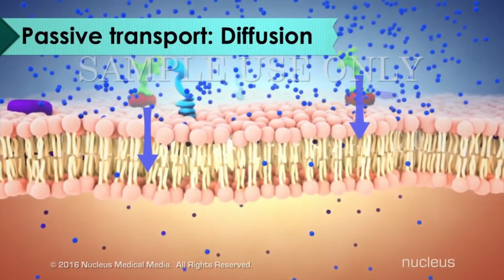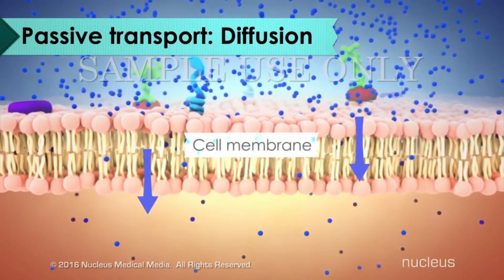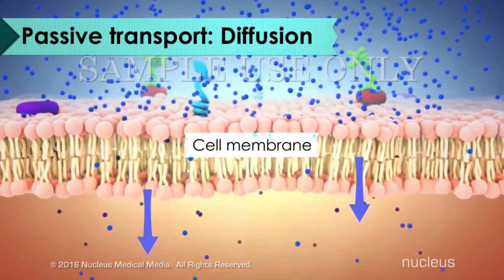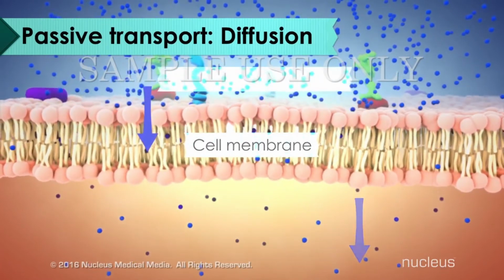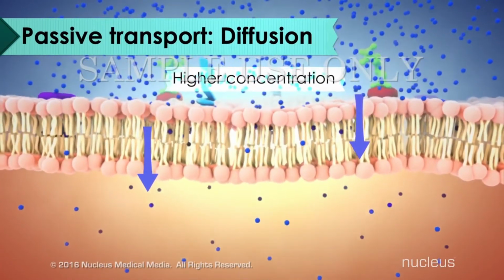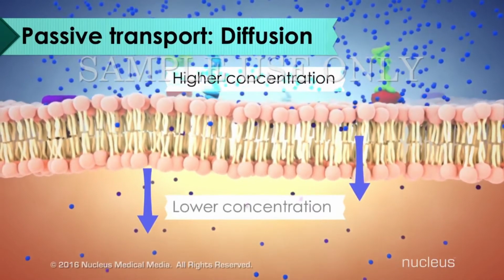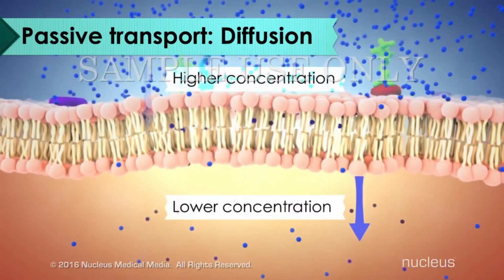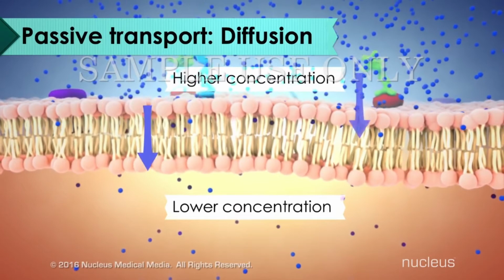For example, diffusion is a passive process in which particles move either into or out of the cell from an area of higher concentration to an area of lower concentration. The cell doesn't use any energy when this happens.